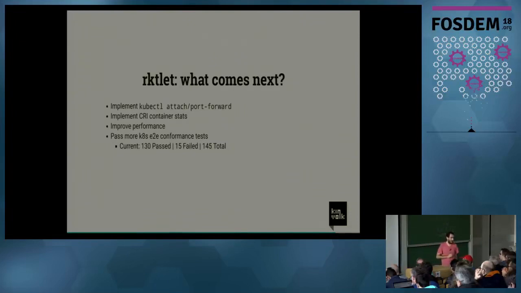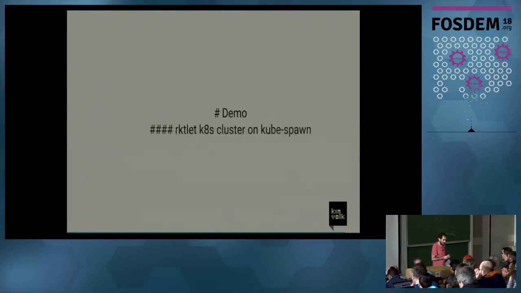We should also improve performance because we've just been focusing on making it run, and we haven't really looked at the performance yet. We run the end-to-end tests in Kubernetes, and we don't pass them all. Currently we pass 130 and fail 15. Some failures are kind of easy to fix, some are not so easy. But as I said, I work at Kinvolk, and we're a consultancy, so we cannot just work on this unless we have a client that pays us to do this work.